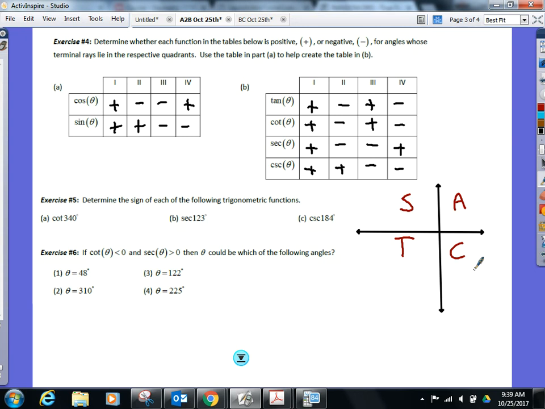Okay, just determine the sign. I don't want to know what it's equal to. Just determine the sign. Cotangent of 340. Jess, start us off. Where's 340 degrees? Fourth quadrant. And what's positive in the fourth quadrant? Cosine. And now we know its reciprocal, which is? So cosine and secant are positive here. So that means cotangent is? Negative.